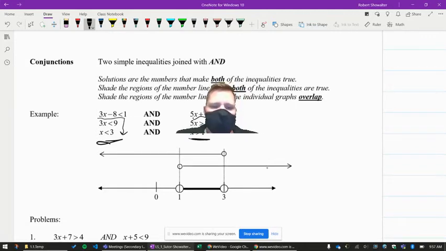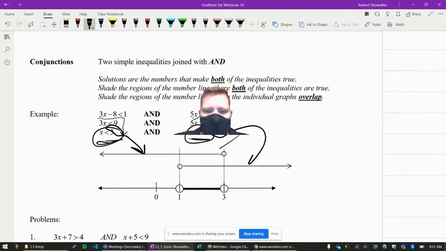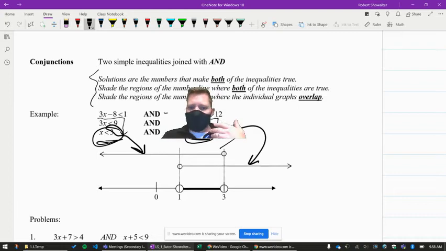we graph those two separately, where this one is represented by that one, and this one is represented by that one. But since we have the word and in the middle, we end up changing the way we go about it. We have to change the way we go about it because it's an and, and we have to reflect what the and means. If you read this, it means that it's the overlap. It's where both of the inequalities are true.